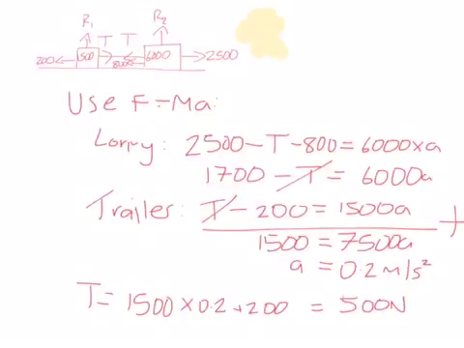So that's 2 marks up here for getting the diagram. There's going to be 1 mark for using F equals ma, 1 mark for getting the first equation, 2 marks for getting the second equation, and then there's a mark for adding them, 1 mark for getting A, and then the last mark goes for getting the tension.